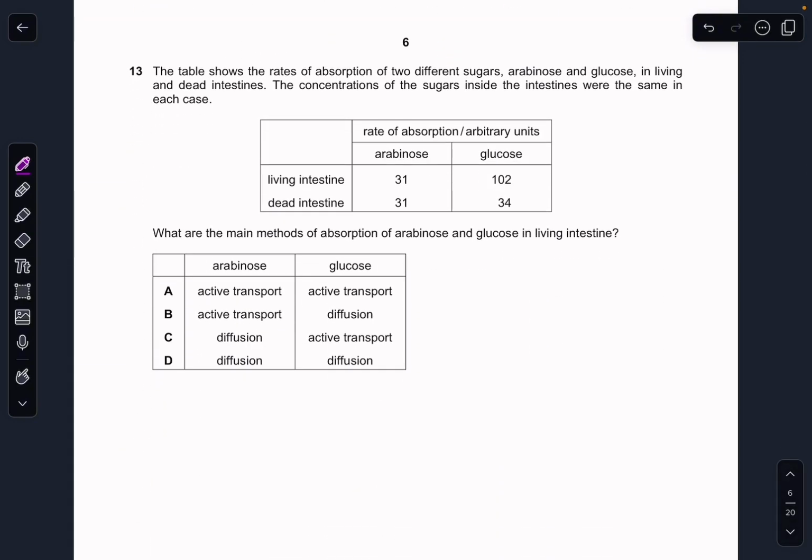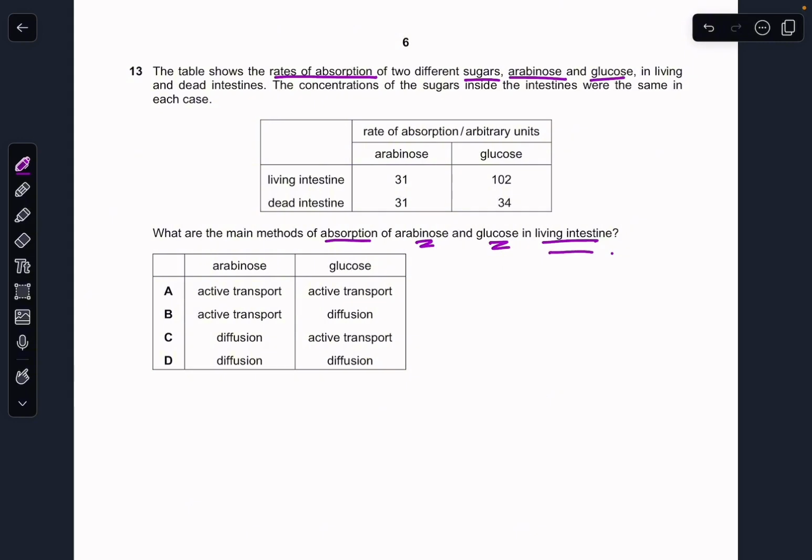The table shows the rate of absorption of two different sugars, arabinose and glucose, in living and dead intestines. The concentration of sugars inside the intestines were the same in each case. What are the main methods of absorption of arabinose and glucose in the living intestine?